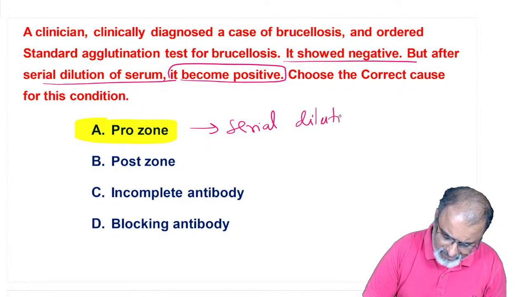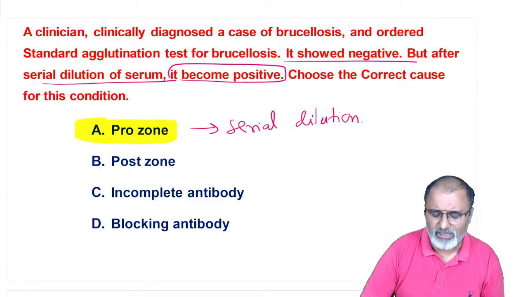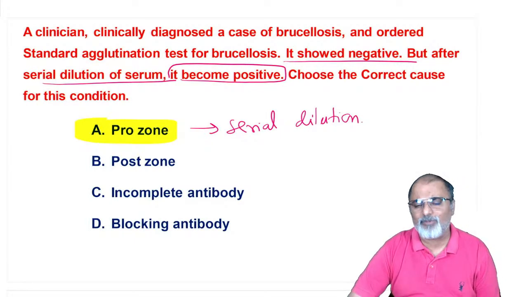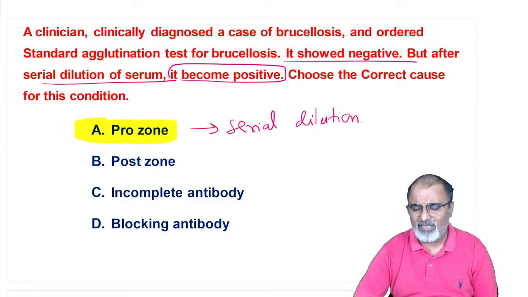So for two diseases, syphilis and brucellosis, if the test is negative, don't give the report. Dilute the serum. After dilution, if all are negative, then release the result, because they may exhibit the prozone phenomenon. Sometimes after dilution, it becomes positive.